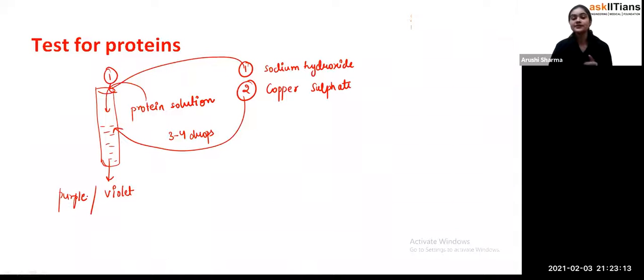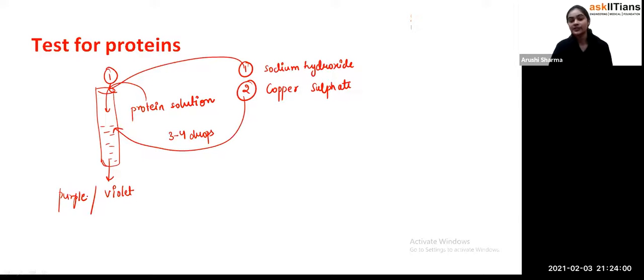So what we have seen, students, is that for the test of starch, we use the iodine solution, and if the food mixture gives the blue color after addition of the iodine solution, then we say that yes, that food contains starch. And for the test of protein, you have to take the test tube and take the sample in it. First of all, you add the sodium hydroxide and mix it very well. After that, you add 3 to 4 drops of the copper sulfate solution, and then again mix it very well. If after that you get the purple or violet color, that's how you see that the food contains protein.